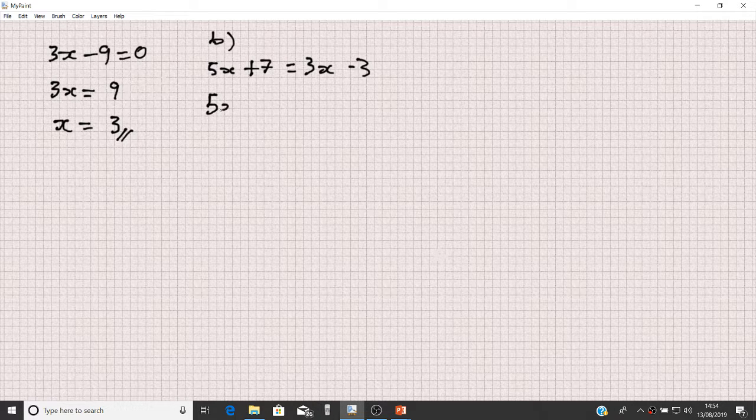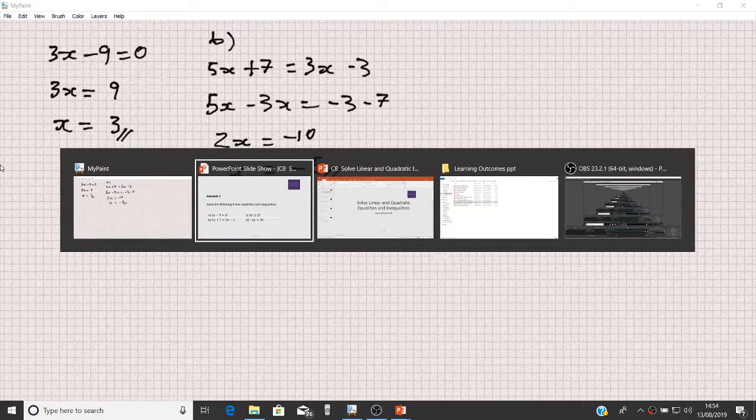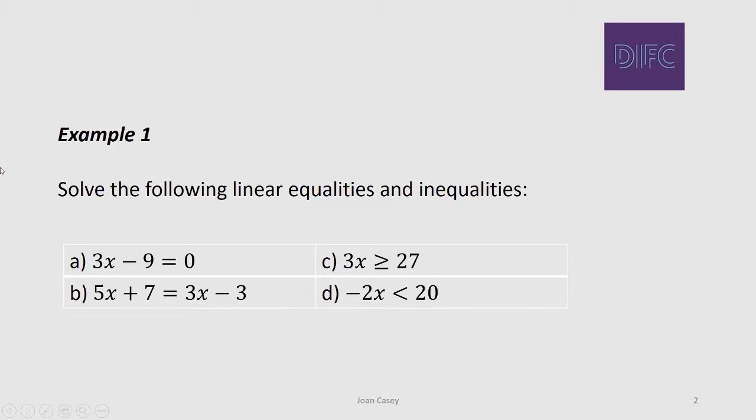So again, bring the unknown x values over to the left, so we have 5x minus 3x, and the known quantities to the right, so we have negative 3, negative 7. And when we bring these together, we get 2x on the left equals negative 10 on the right. We can divide across by 2, and we have x is negative 10 over 2, which is negative 5. Okay, another simple example.